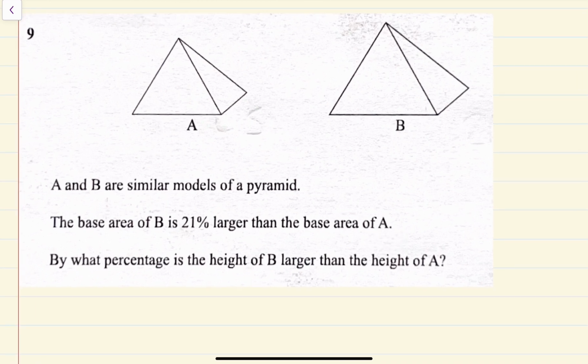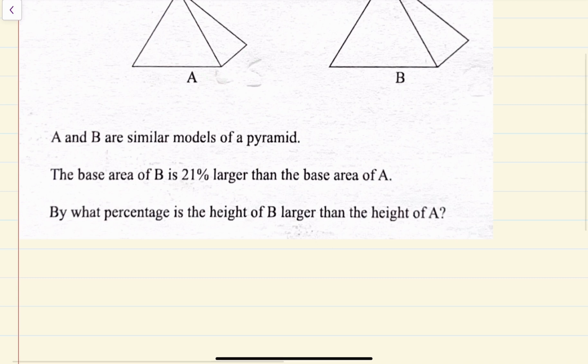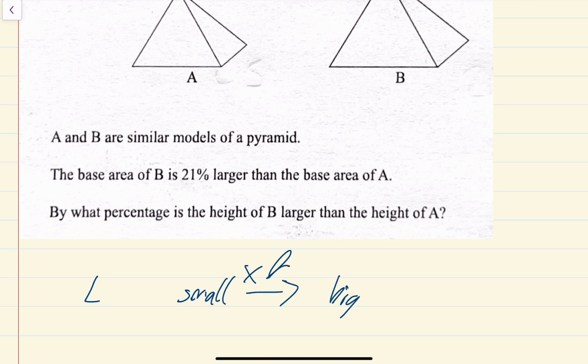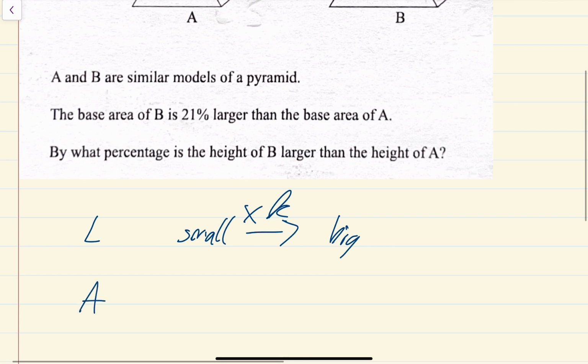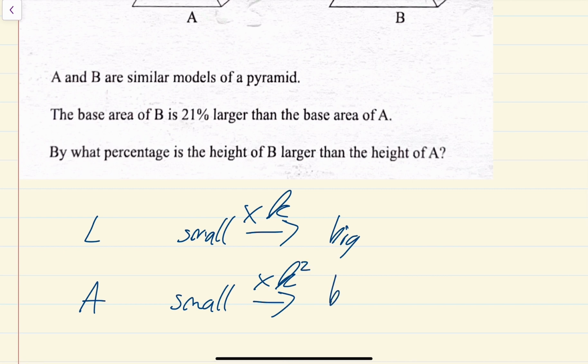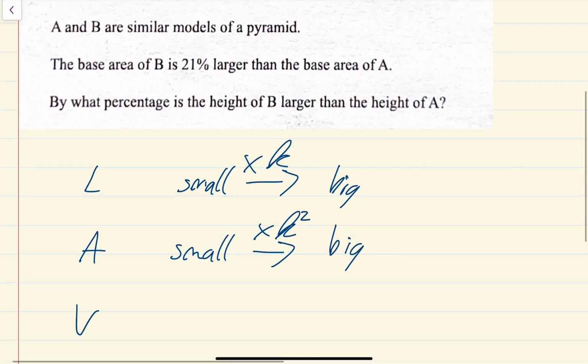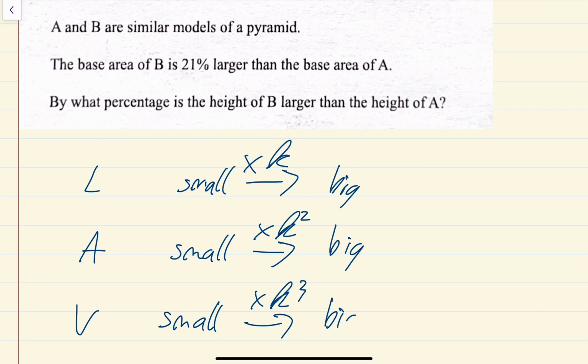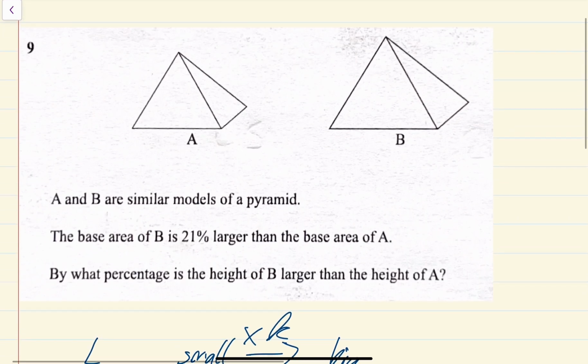This is questions to do with scale factor. Now, if you're looking at length, scale factor to get from small to big is K. You would multiply by K. If you're looking at area, to get from small to big, you would not multiply by K, you would multiply by K squared. And if the question is asked about volume, to get from small to big, you would multiply by K cubed. Okay, so our question is to do with area.